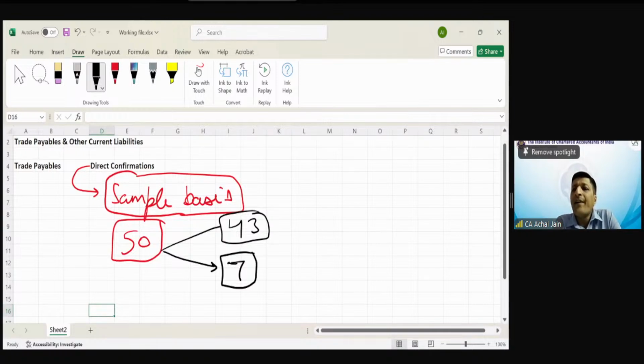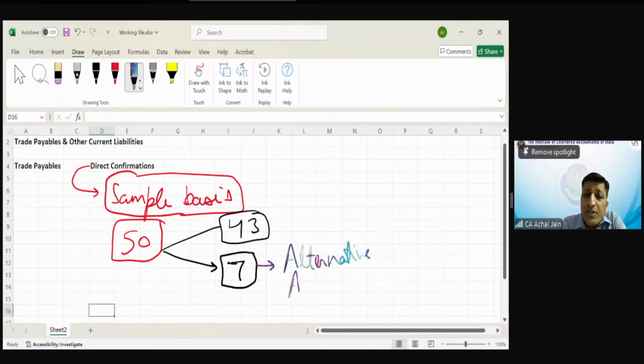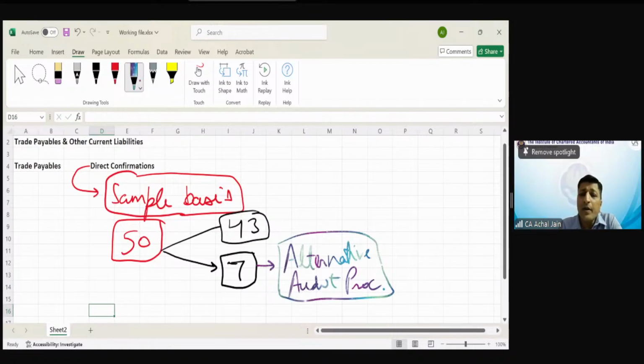Rohan is saying alternate audit procedures. Prem says alternate audit procedures. Very good. So now can you also help me understand what those alternate audit procedures will be? When you say alternate audit procedures, what are going to be those procedures?